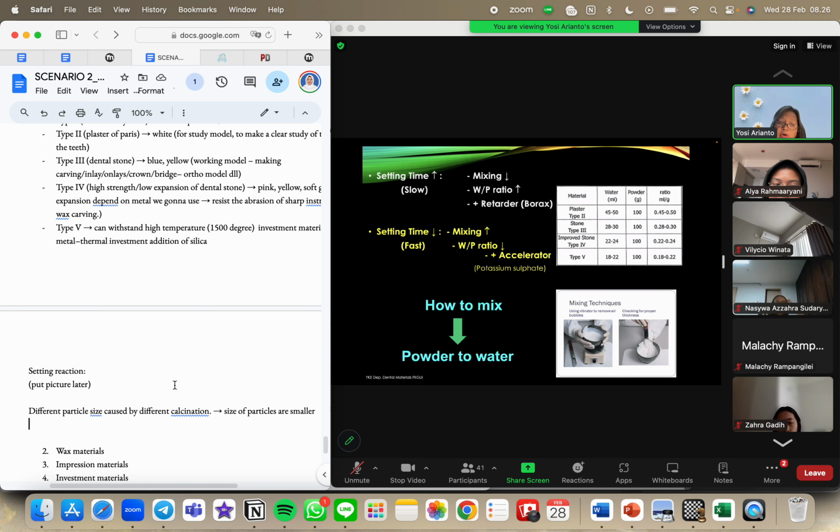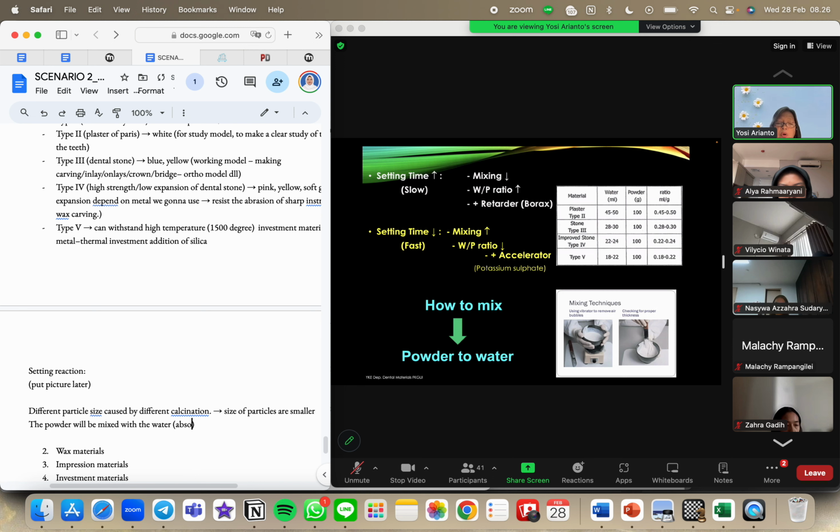Okay. So how to mix? Don't forget, you add water first, and then you put the powder into the water. Isn't it you put the powder into the water first, Paul? No, you put the water first in the bowl, and then you put the powder. You know why? So that you will know that the powder is absorbed by the water.